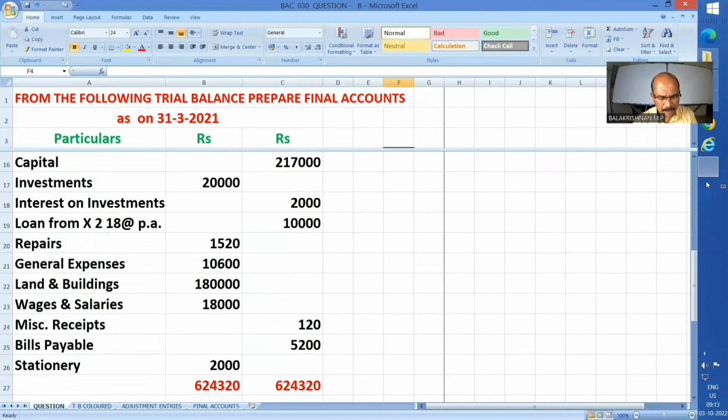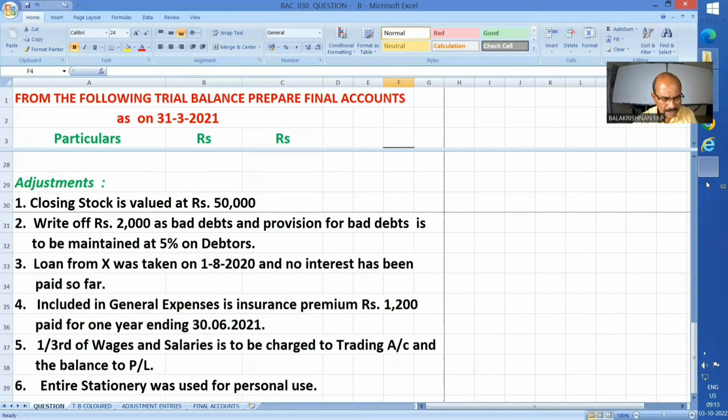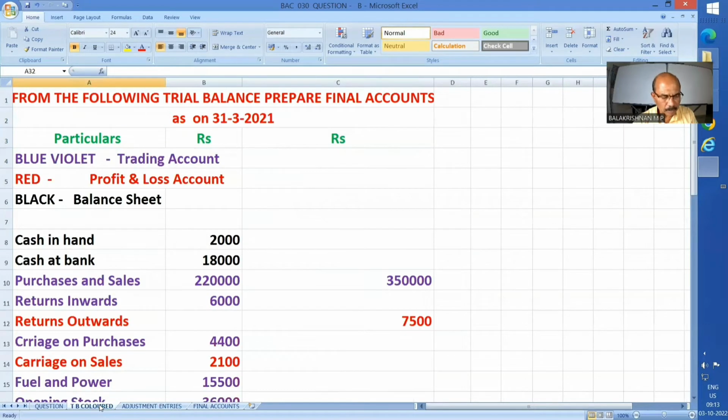A tallied trial balance we have been given, followed by 6 adjustments. And as usual, let me do it in a systematic way by giving different colors to the different parts of the final accounts. Blue, violet for trading account, red one for profit and loss account, and black one for balance sheet.